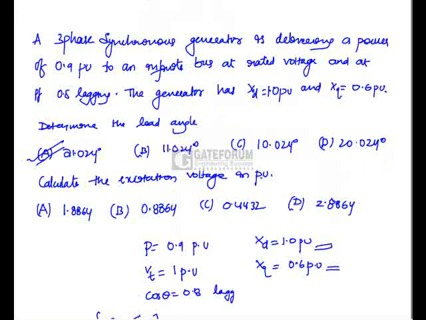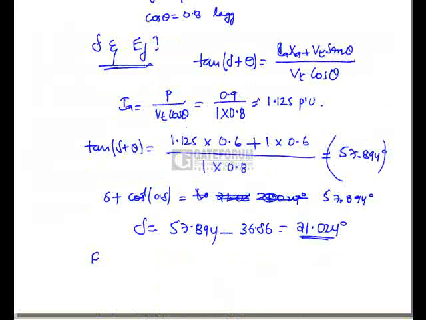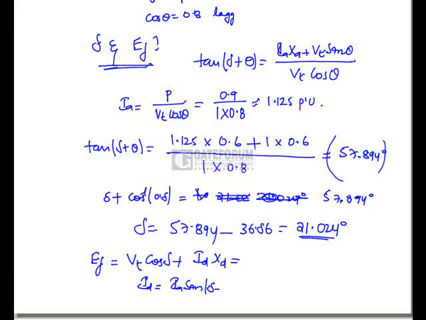And we have to calculate the excitation voltage in per unit. Now, what is the excitation voltage here? Excitation voltage, or you can say generator EMF, EF is equal to Vt into cos delta plus Id into Xd. Now what is Id here? The direct axis current, which is given as Ia times sine of delta plus theta. So Ia is, we know, 1.125, into sine of delta plus theta, the angle being 57.894.